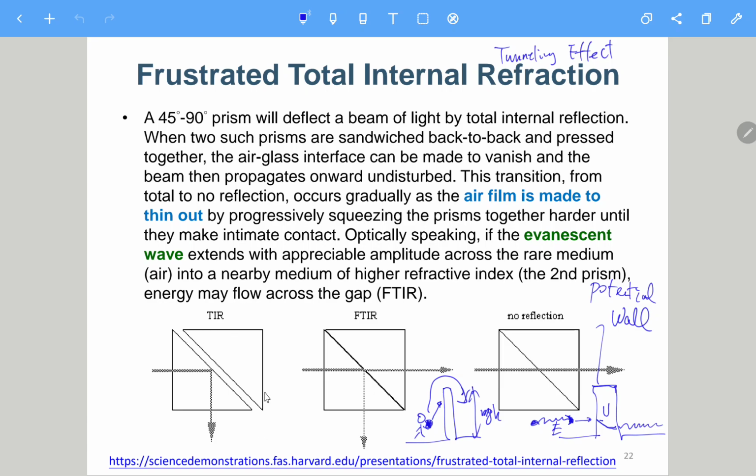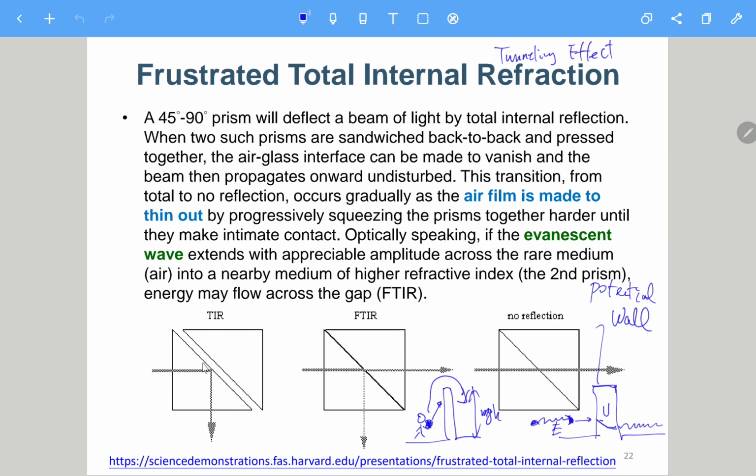Okay, so here it says a 45-90 degree prism will deflect the beam of light by total internal reflection. So if it is incident at 45 degrees, we only have total internal reflection. So here we have these two prisms.